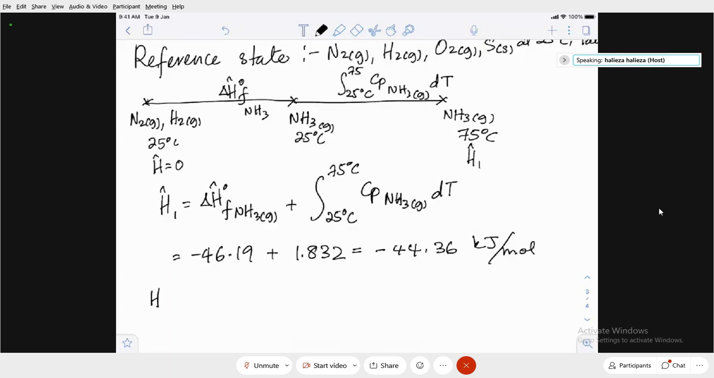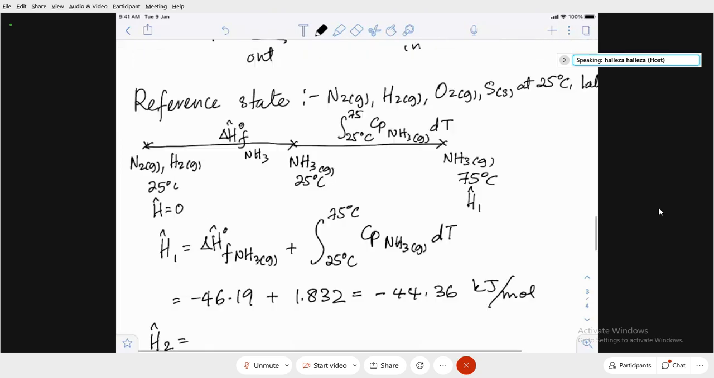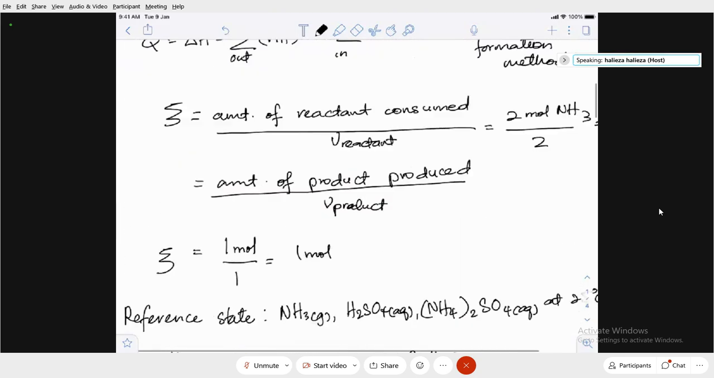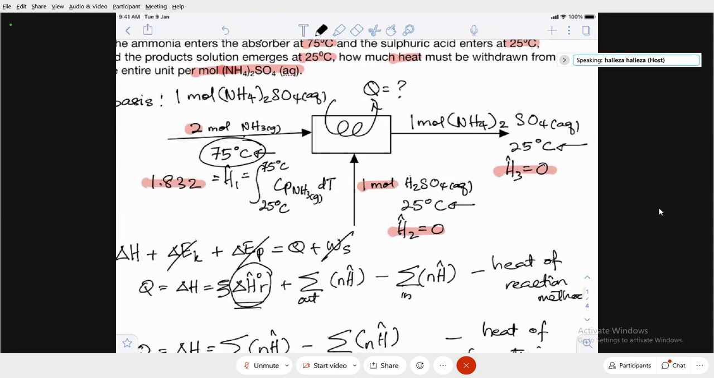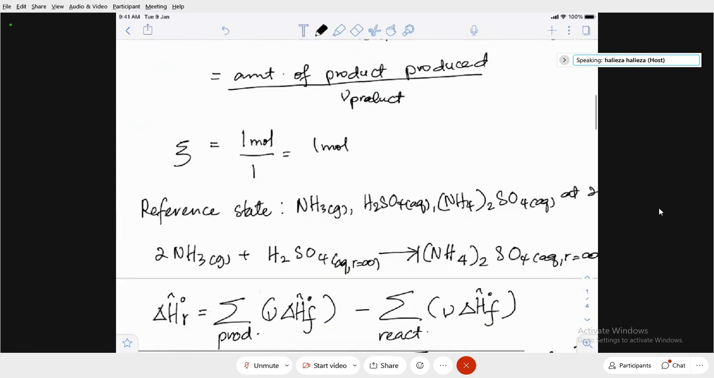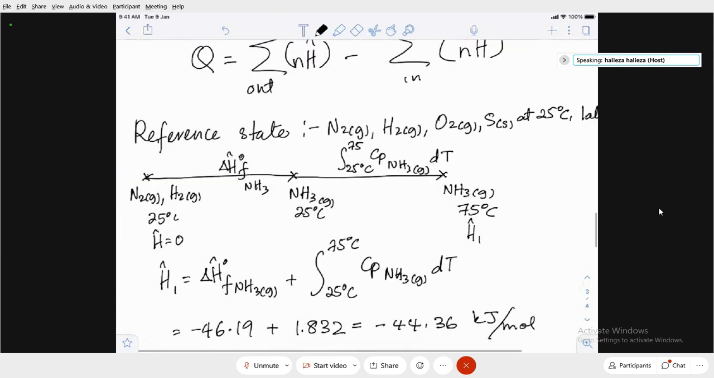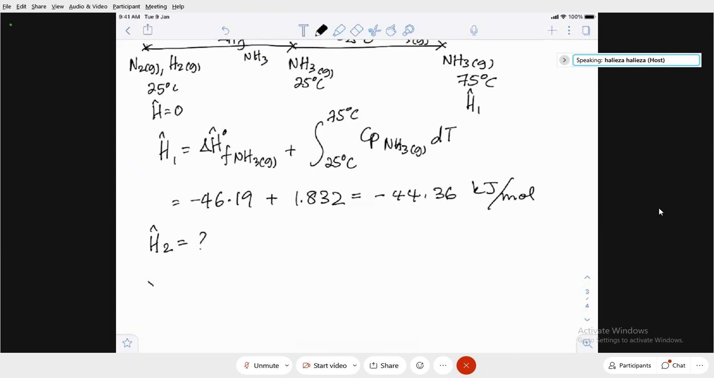For H2, it's not going to be 0. Why is H2 not going to be 0? Because you are starting from the elements. When you start with the compound, then it becomes 0. But you're not starting from this compound. You're starting from the elements, which are hydrogen gas, sulfur solid, and oxygen gas. So you need to form it first, the same thing as what we have done for ammonia. You start with your hydrogen gas, sulfur solid, and oxygen gas at 25 degrees C.